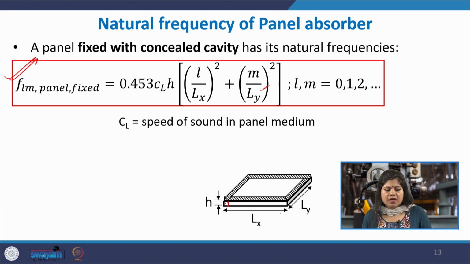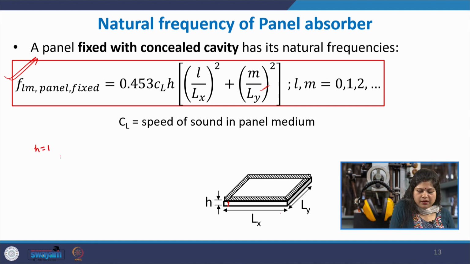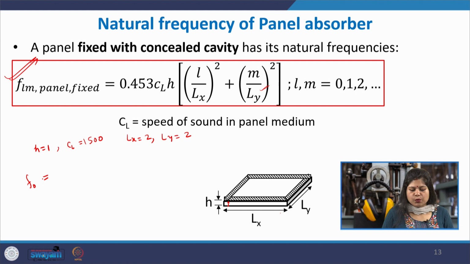What it means is that, let us say for example, if H was equal to 1 and the speed of the sound in the panel medium was, let us say, 1500, and your Lx was, let us say, 2, and Ly was also 2, then the very first natural frequency, F naught, would come at this particular value.